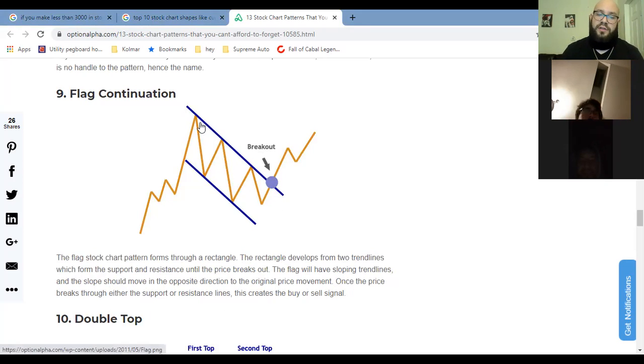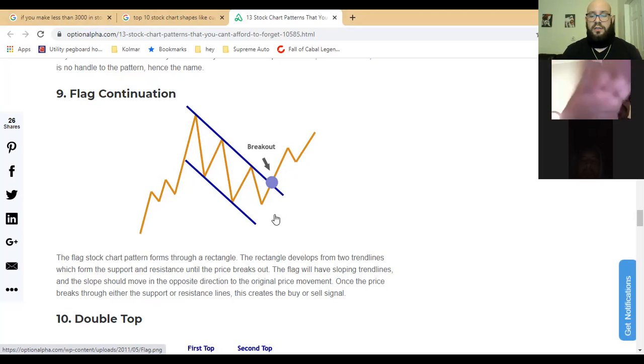This is exactly what they're talking about. So you create this channel in which it hasn't broken through, and then the support channel, and the moment it starts breaking out of that, that's the breakout point that they're saying. This is a nice flag continuation pattern.